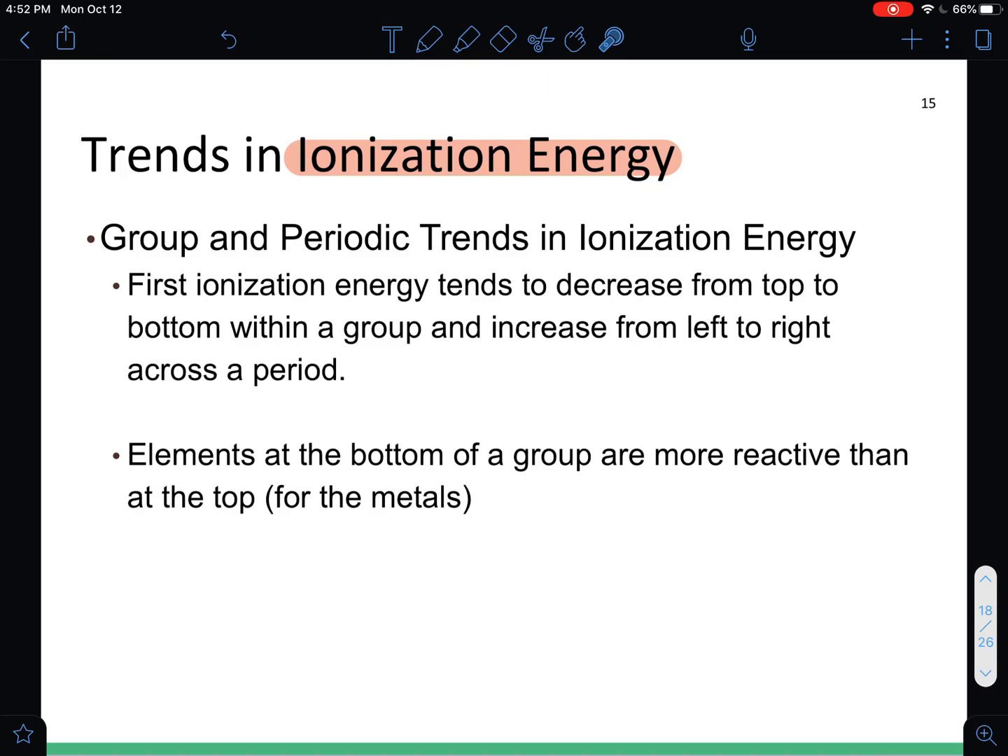So the first ionization energy decreases from the top to the bottom within a group and increases from left to right across the period. So notice this is the exact opposite of increasing atomic radius on the periodic table. So therefore, elements at the bottom of a group are more reactive than at the top.